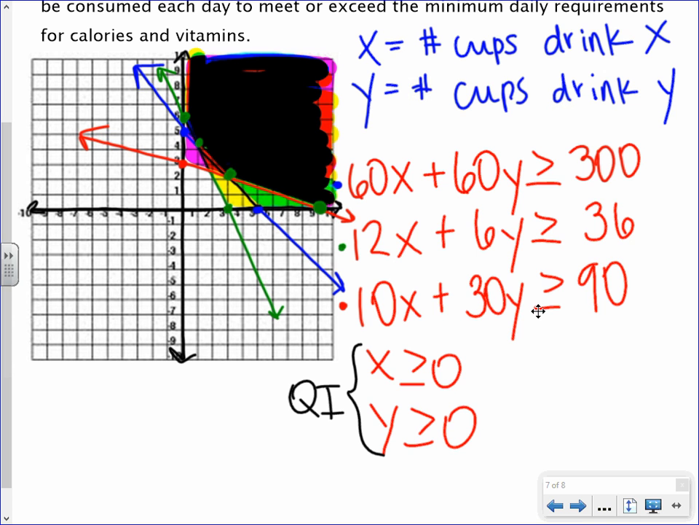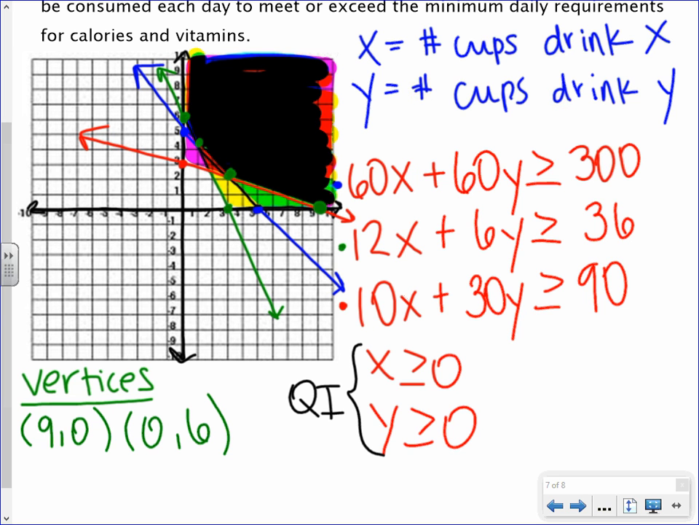So we're going to have to identify these. Okay, let's start with the easy one. This one we know is 9, 0. And this one right here, we know that is 0, 6. Okay. Now here is where we can use algebra, or if you have a nice graph, we may be able to use the graph to figure out our intersection points. Okay?